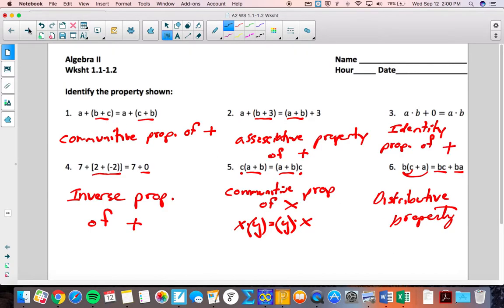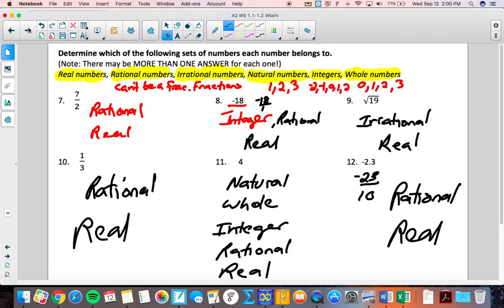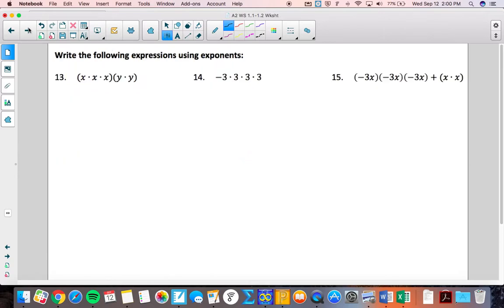Feel free on any of these things to Google practice with these types of properties, and I'm sure you can Google practice with the answers so you can check them. These kind of things just take practice.